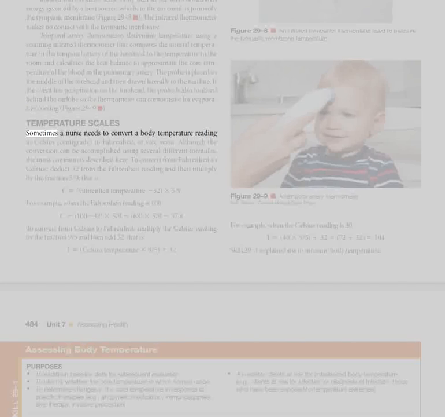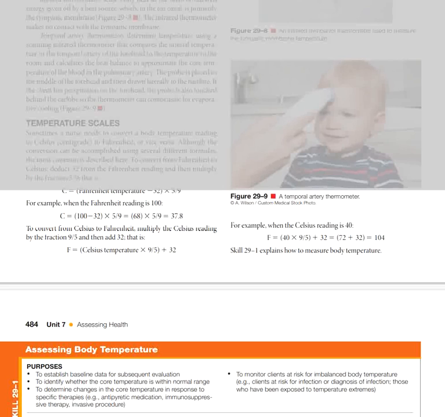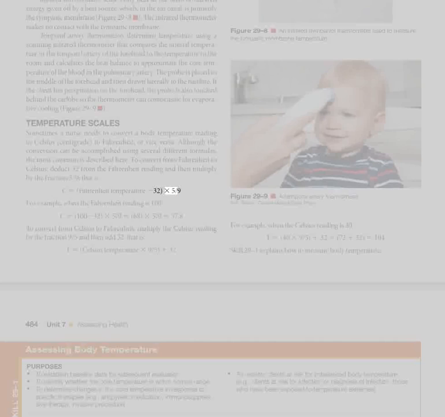Temperature scales. Sometimes a nurse needs to convert a body temperature reading in Celsius, centigrade, to Fahrenheit, or vice versa. Although the conversion can be accomplished using several different formulas, the most common is described here. To convert from Fahrenheit to Celsius, deduct 32 from the Fahrenheit reading, and then multiply by the fraction 5/9, that is, C equals Fahrenheit temperature minus 32, times 5/9.